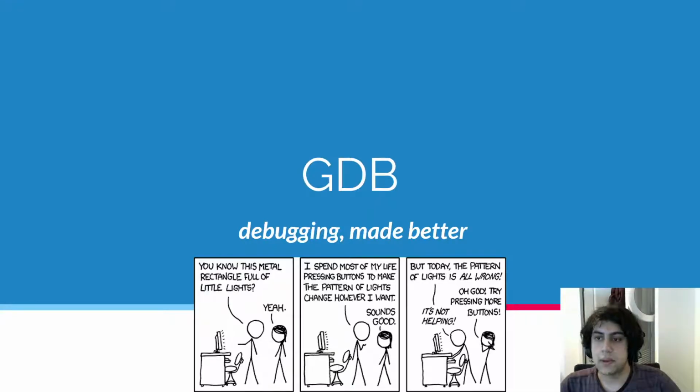Today I'm going to be going over GDB, which is a debugging tool that we use pretty extensively for C programming. In general, it's a good way to learn how to debug your C code. It's very commonly used in future classes and in industry as well. So, without any further ado, we will go through how to make the metal rectangle full of little lights do what you want it to do.